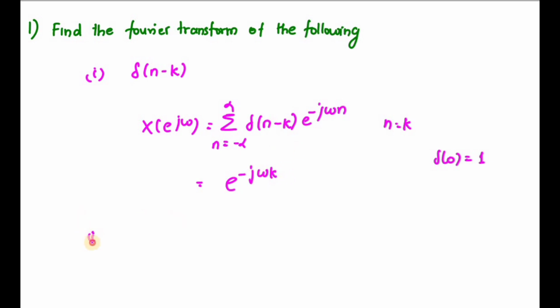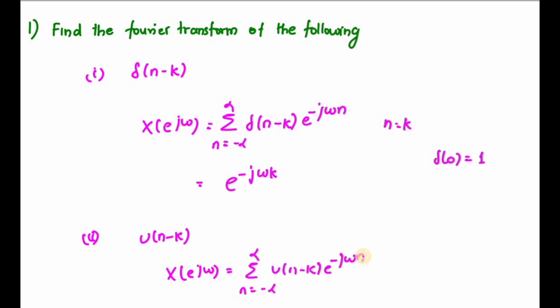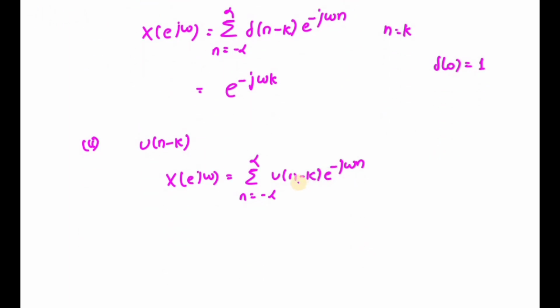Okay, so the second question is u of n minus k. So if that is the case, X of e power j omega is equal to summation n equal to minus infinity to infinity u of n minus k e power minus j omega n. So u of something is 1. If you see, u of n is equal to 1 for n greater than or equal to 0.